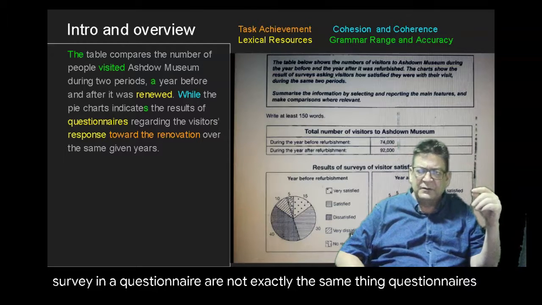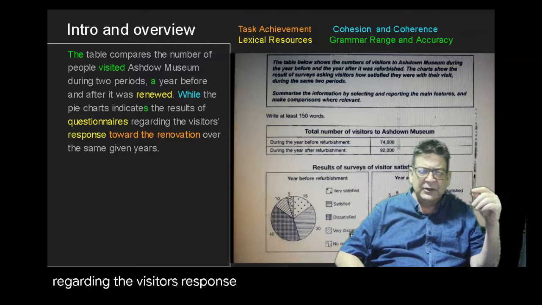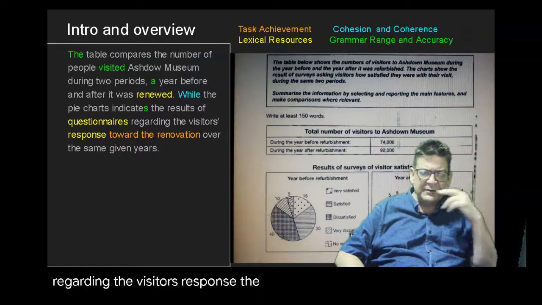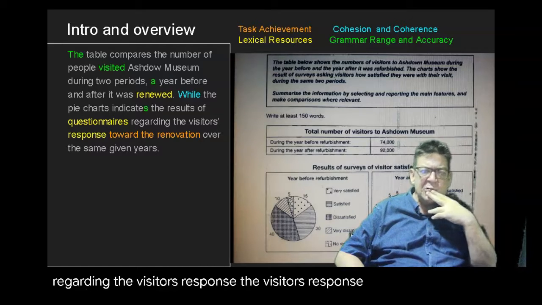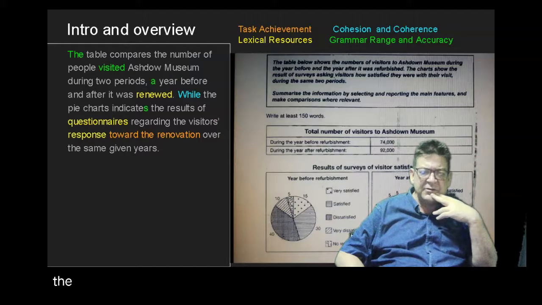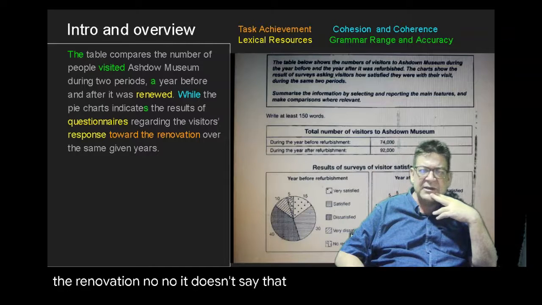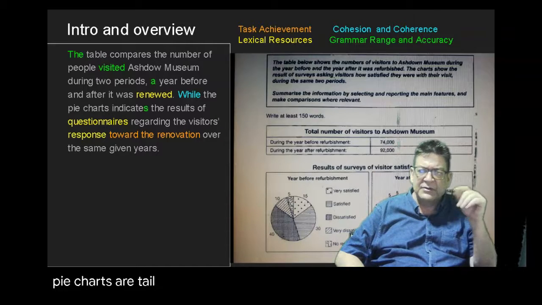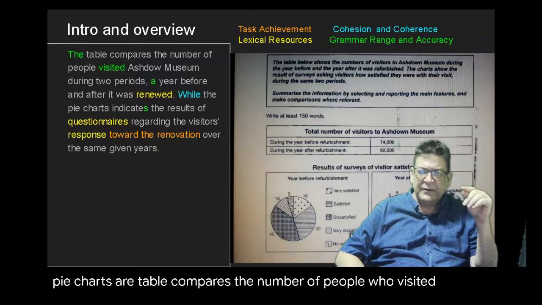Questionnaires regarding the visitor's response. The visitor's response, their feelings, okay, towards the renovation. No, it doesn't say that. It doesn't say that. Okay, while the pie charts, right, the table compares the number of people who visited.